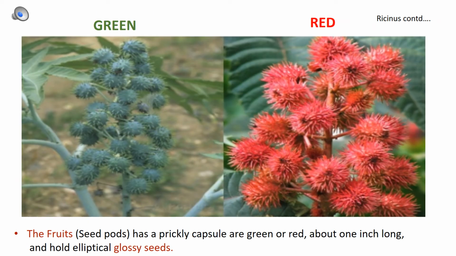So you can see the two forms, the green and the red. The fruits, the green ones and the red ones, are ball shaped with prickly capsules. So the fruit is inside the pod, and the seeds are usually elliptical in shape and glossy.